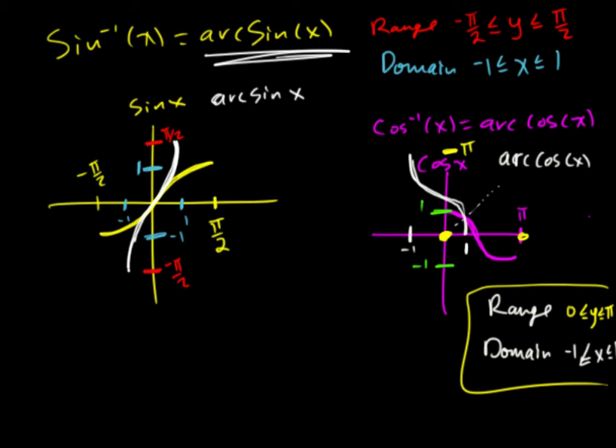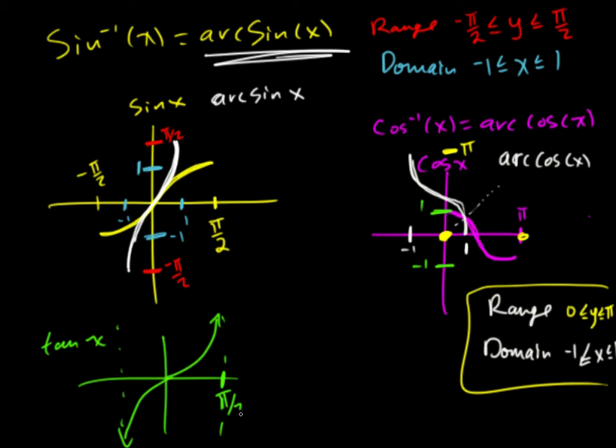Okay? And then tangent, so we can do tangent x, and we'll draw a tangent like this, which has asymptotes right here. This is pi halves. This is negative pi halves. And when we do the inverse, it's just going to look kind of like this.